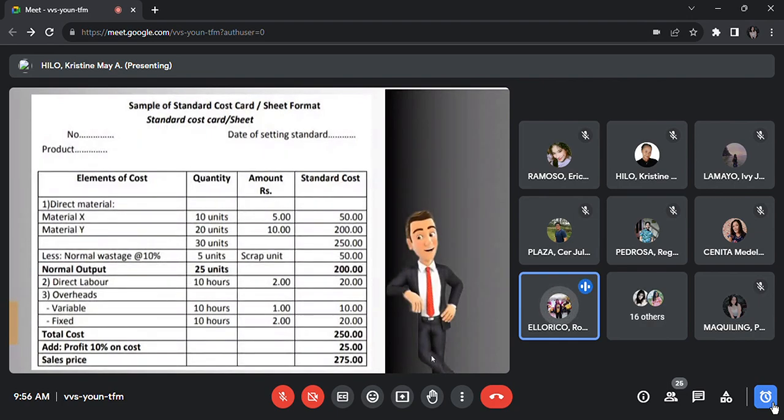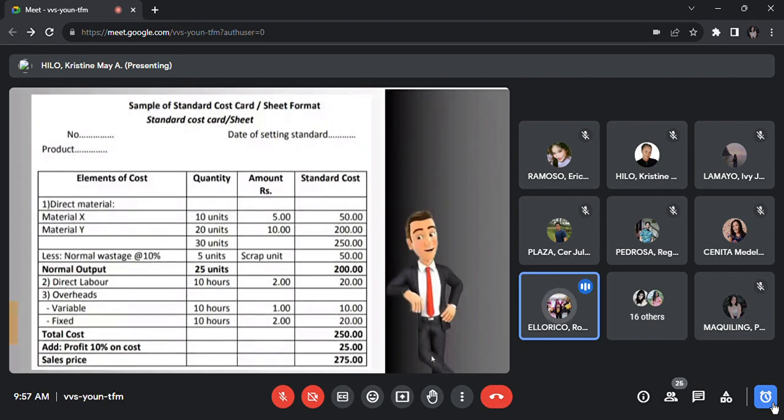So, here is an example, a sample of a standard cost card. So, sa sample of standard cost card, para makuha ang standard cost, i-multiply ang quantity o ang amount. So, sa element of cost, dito ang direct materials, direct labor o overheads. So sa direct materials, there are two: material X and material Y.